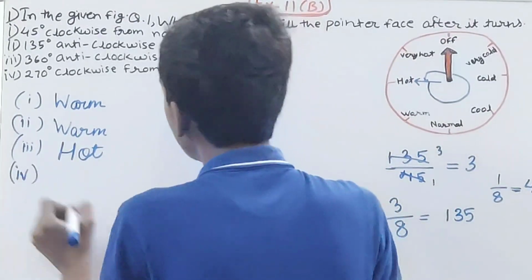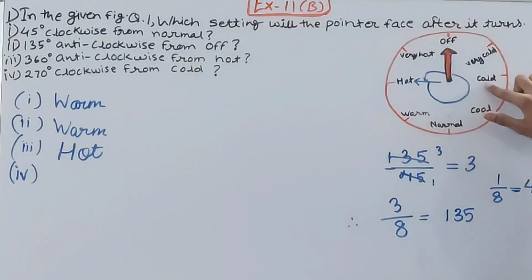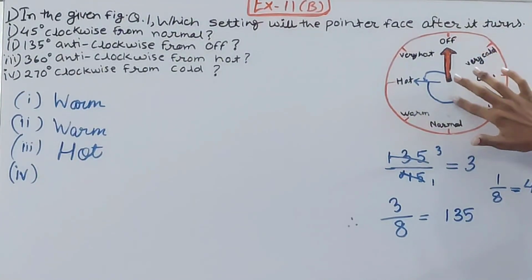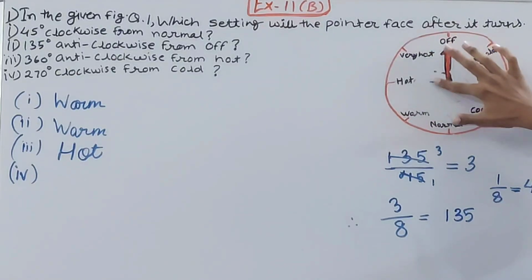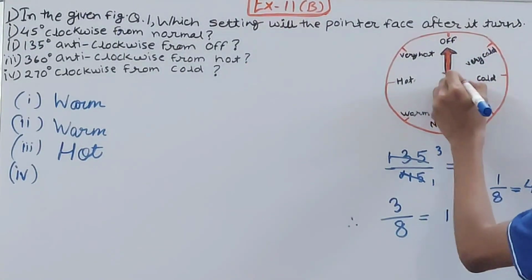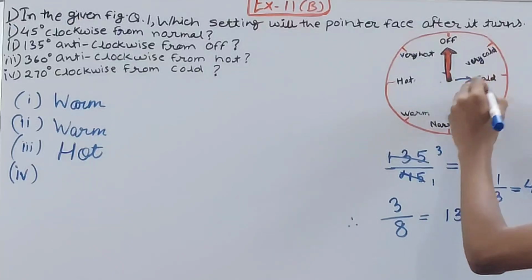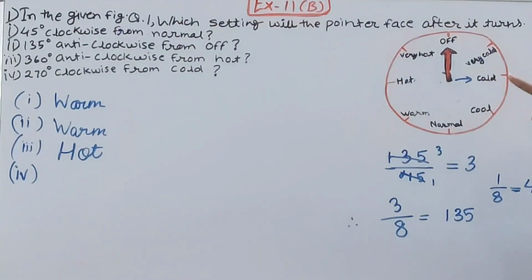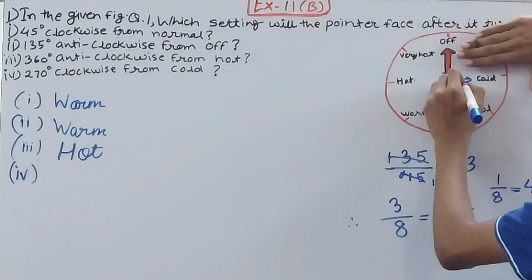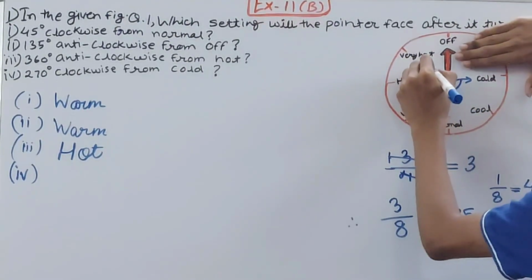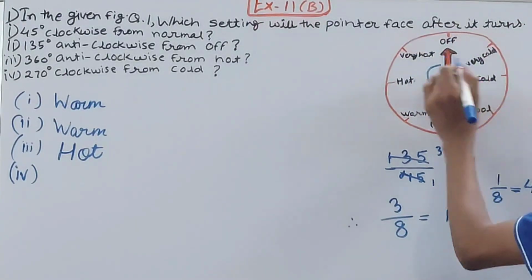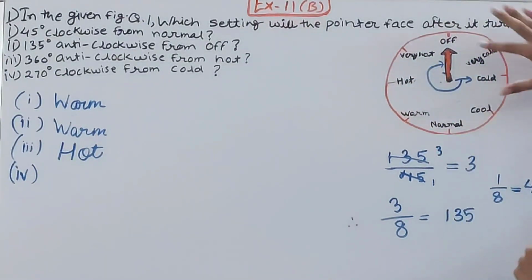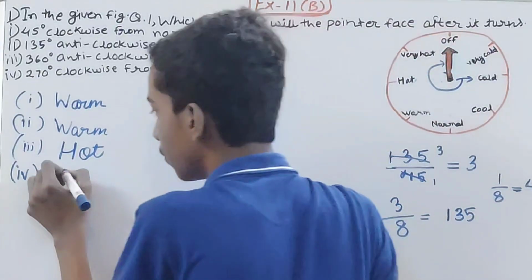And fourth is 270 degrees from cold. Again, this is cold and you have to go 270 degrees clockwise, so this way. 270 degrees means what? That is 3/4 of your circle. 3/4 means you will leave 1/4 and move through the rest. You can't go to this part because it will be more than 3/4. So you come at off. So the final answer becomes off.